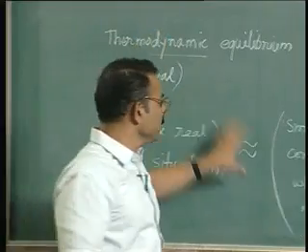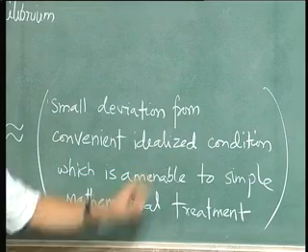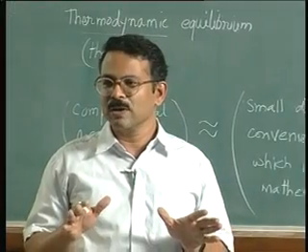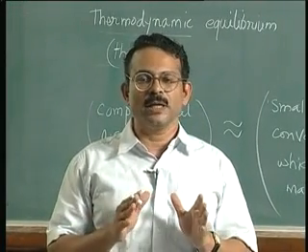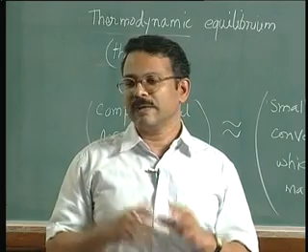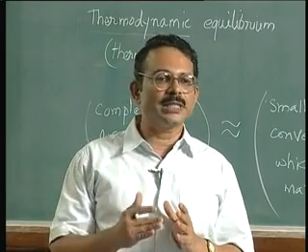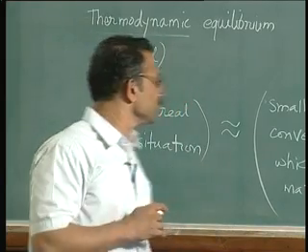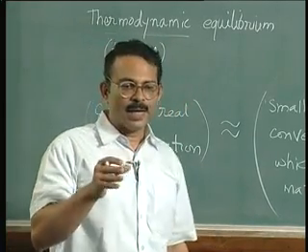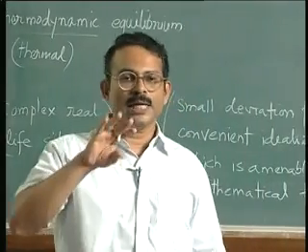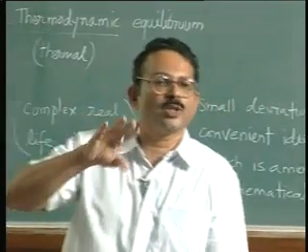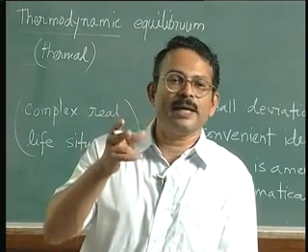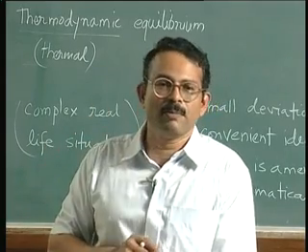The thermal equilibrium is a convenient idealized condition. It is not achievable in practice, very difficult to achieve in practice, but it is a convenient idealized situation. Many phenomena that we encounter can be modeled as small deviations from thermal equilibrium. That is why many times you will find the word quasi-equilibrium attached to the device analysis or modeling. It is a quasi-equilibrium model. What does it mean? You are treating it as a small deviation from equilibrium condition.